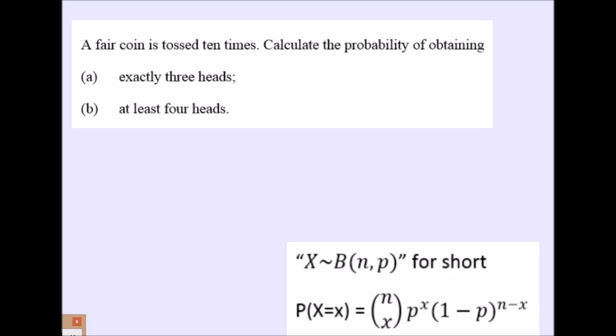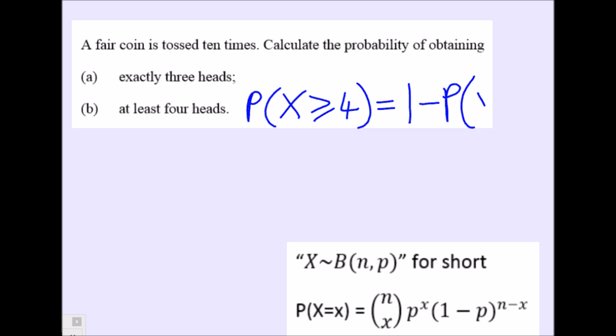Let's do the other one. At least 4 heads. Now that's a different event. It means this, at least 4 heads. Now that means the number of heads could be 4 or 5 or 6 or 7 or 8 or 9 or 10. We don't want to add all those up. That's a lot of work. We can use this trick, but that means we have to work out the probability x equals 0 or 1 or 2 or 3 and add them up. We can do that, it just takes a lot of time. Thankfully, there is a shortcut.